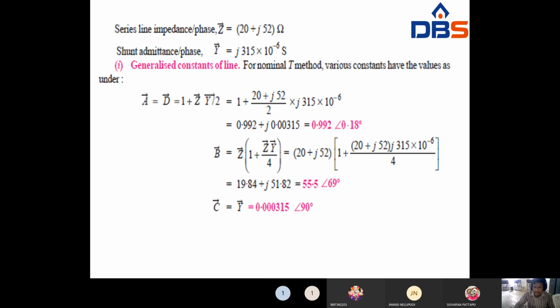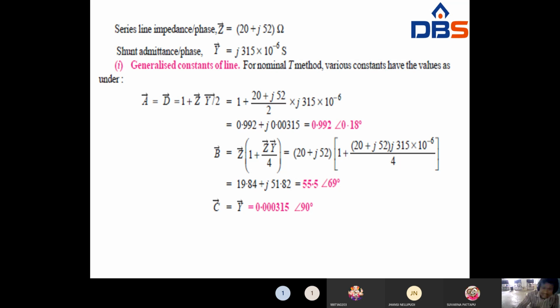Again, A is equal to D is equal to 0.992 plus j0.00315. Otherwise, in polar form, magnitude and phase angle: 0.992 and angle 0.18. There is no unit, right? Remember, A and D have no units. Only B has ohms, and C has Siemens or mho.